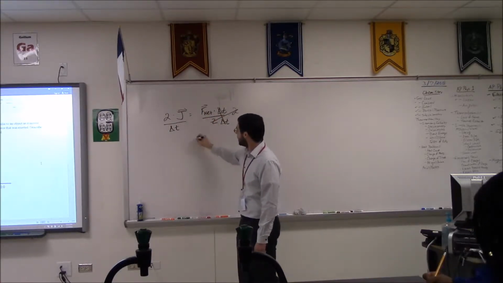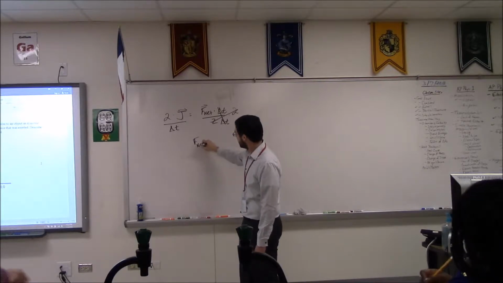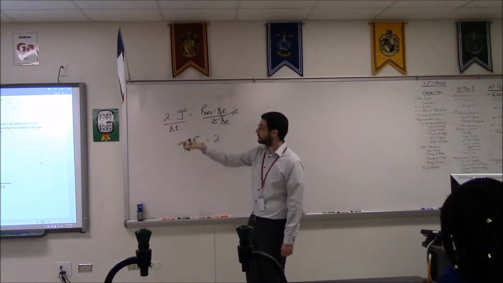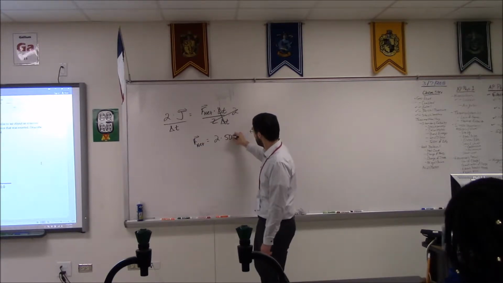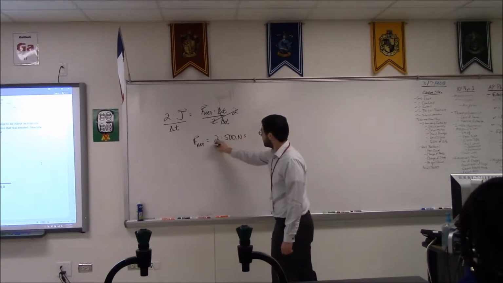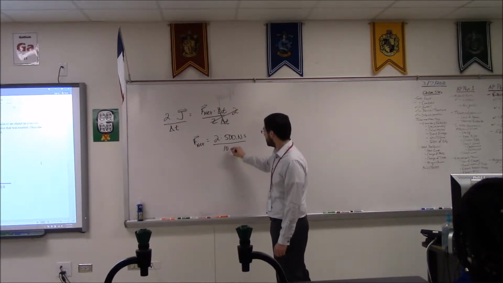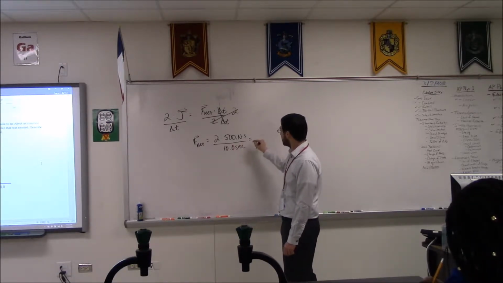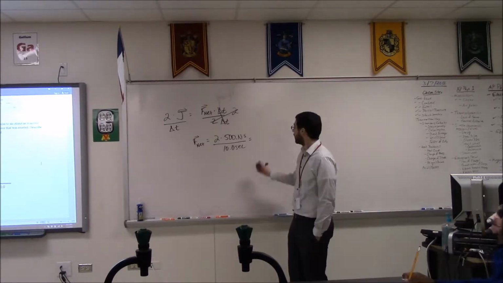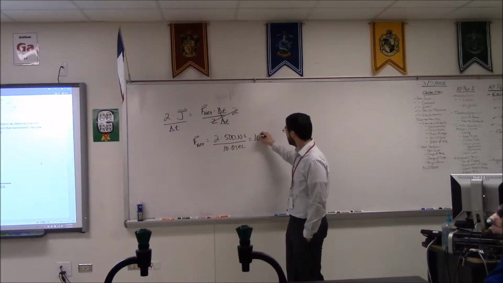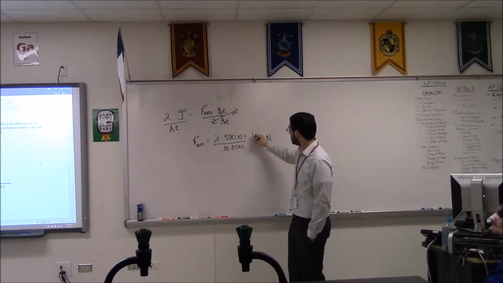So this F net, in other words, this maximum force that they're talking about, is going to be 2 times the impulse that they gave me, 500 Newton seconds, divided by the change in time, 10 seconds. So what would that be? Alright, so what is this? 100 newtons. Very good. Okay, 100 newtons.